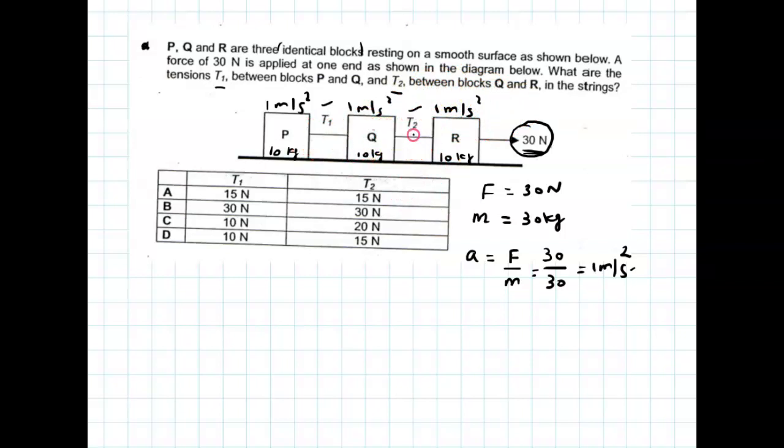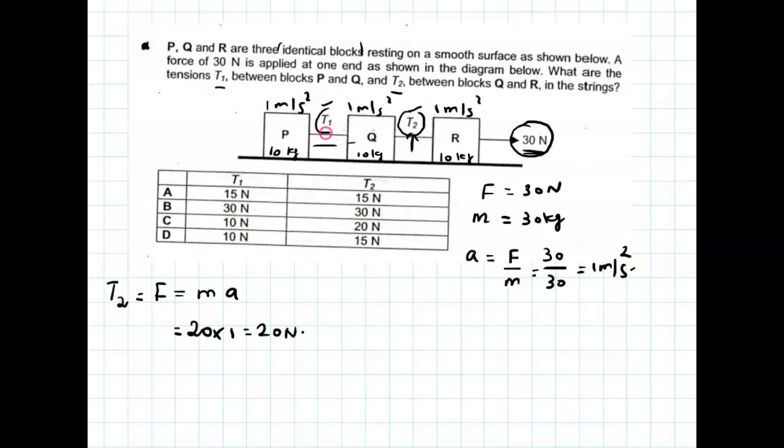Now let's find the tension for this string. For this string there are two objects, P and Q, two blocks. The tension is balanced by the net force, that is mass multiplied by acceleration. How many masses are there? Two blocks, so 20 kilogram, and the acceleration is 1. The acceleration will not change. So 20 Newton is the tension force.